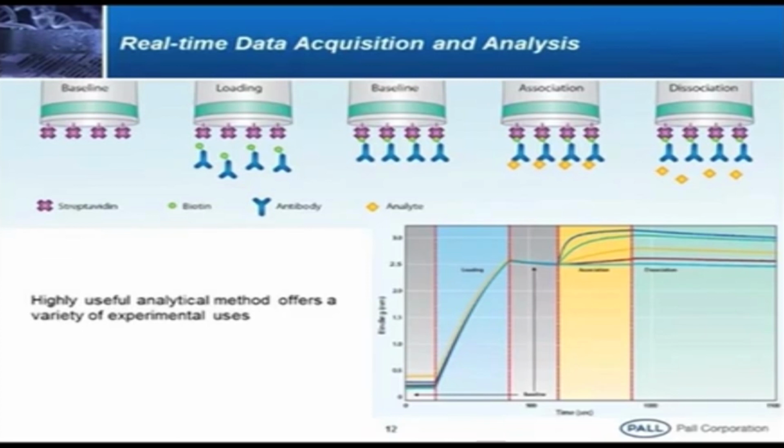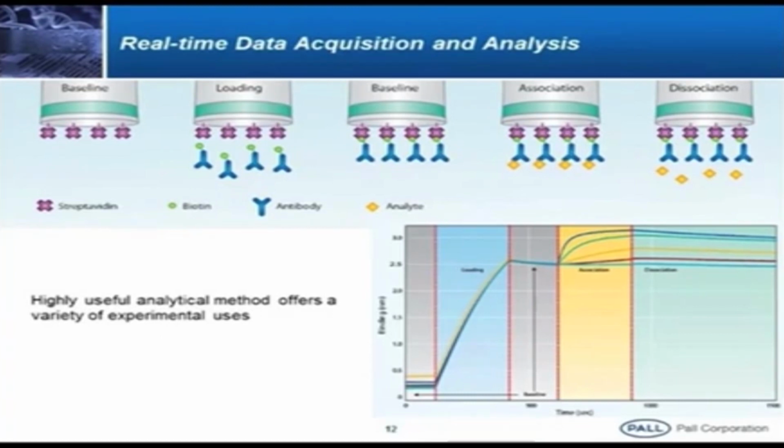Giving an example here, one of the sensors is a streptavidin coated sensor. The matrix is streptavidin here. I am immobilizing an antibody which is biotinylated, and if you look, there is a response like this. The sensor first shows a baseline. When I dip the sensor into the corresponding biotinylated antibody, you see the gradual rise.